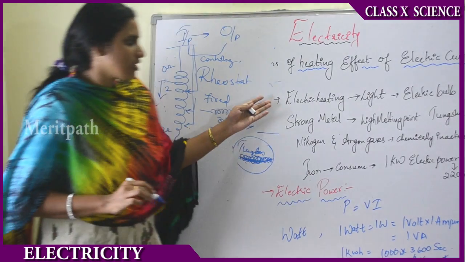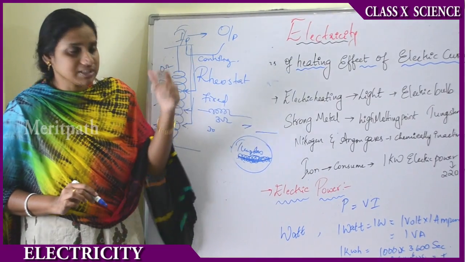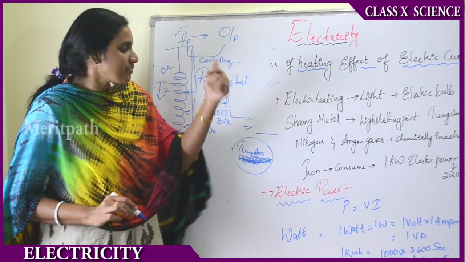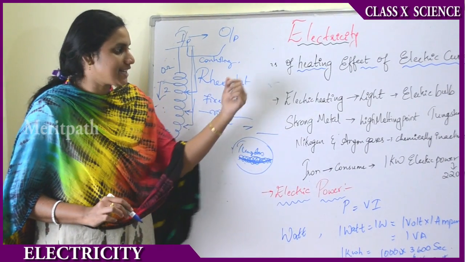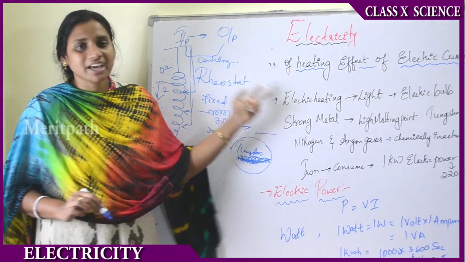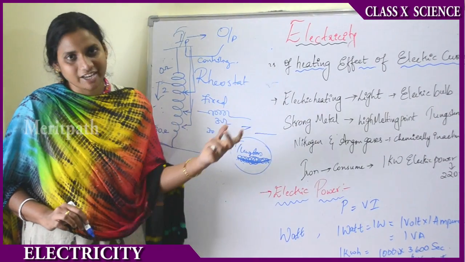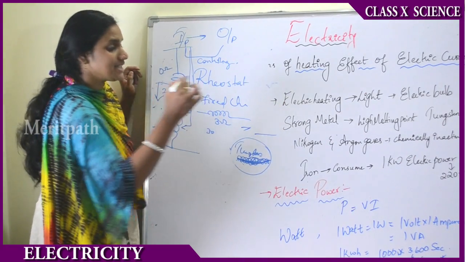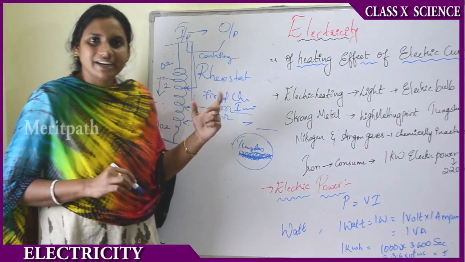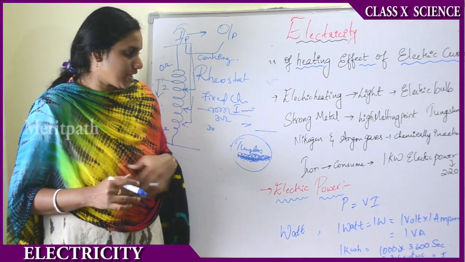Now, electrical heating can generate not only heat but also light. A good example is the electrical bulb we use. The strong metal, as I said previously, tungsten, is used in electrical bulbs also. The gases used in the electrical bulb are mostly nitrogen and argon, which are chemically inactive, that is, inert gases, such as helium, neon, argon, krypton. These inert gases are mostly used in order to avoid chemical reactions.